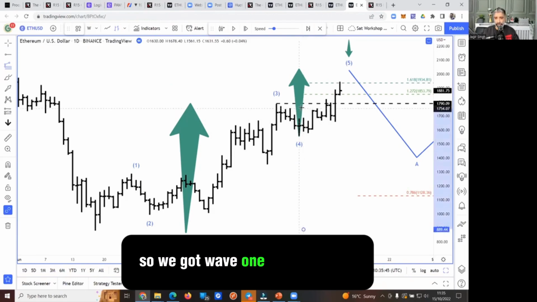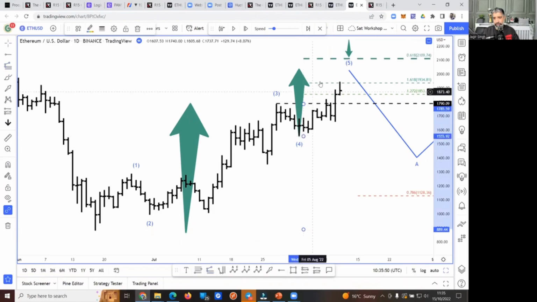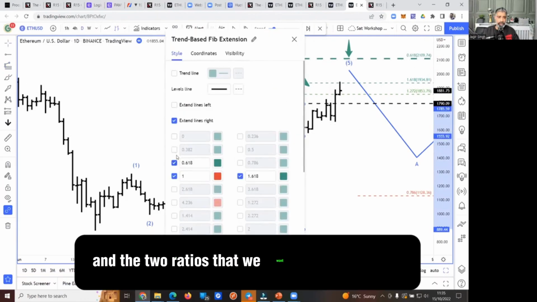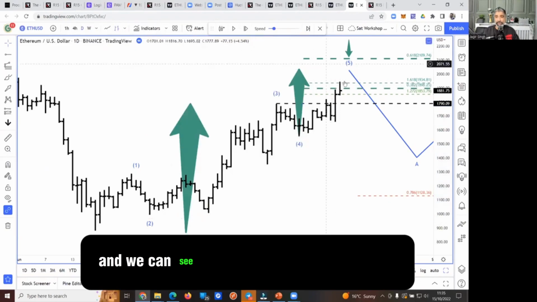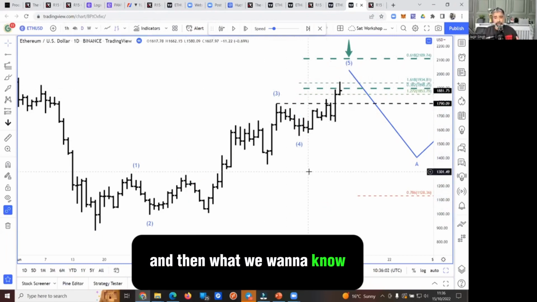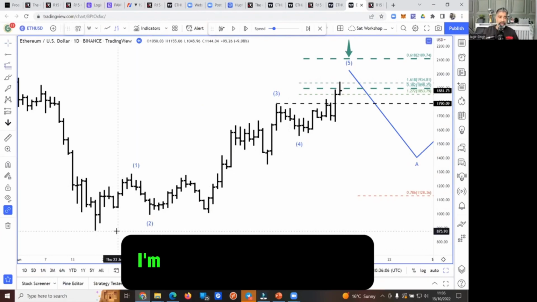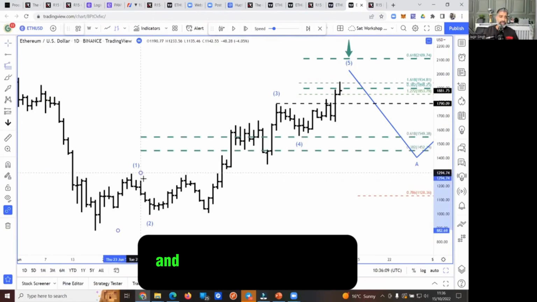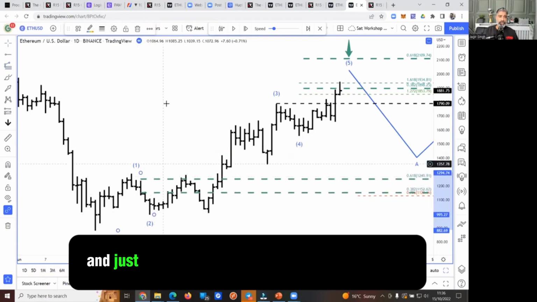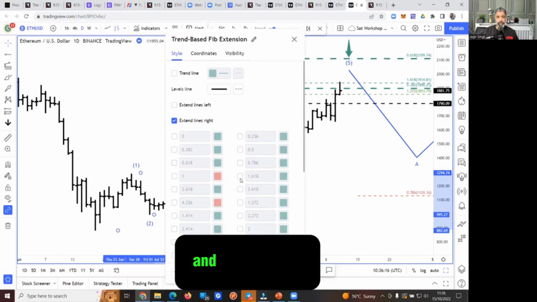So we've got wave 1 to wave 3. We're going to measure and then project it from wave 4. And the two ratios that we want are 38.2 and 62%. And we can see we've got that range over here. And then what we want to note, and I'm going to do this at a decent speed, is when wave 3, I'm going to measure wave 1 here and project it from wave 2 and just use the ratios of 1.618, and you'll see why, and 2.618. In fact, 2.618 is not relevant.